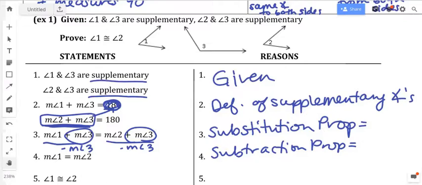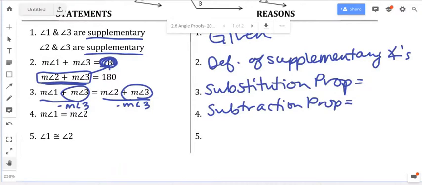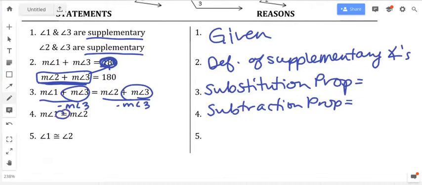Okay, and the last step says angle 1 is congruent to angle 2. So remember from 4 to 5, notice the only thing that has changed is the equal sign turned into a congruent symbol, and then the measures were taken away. So this would be definition of congruent angles. Okay, so substitution is the same as segment proofs. Subtraction is the same. Definition of congruent angles is very similar. Okay, we always start with the given still. So that's number 1.